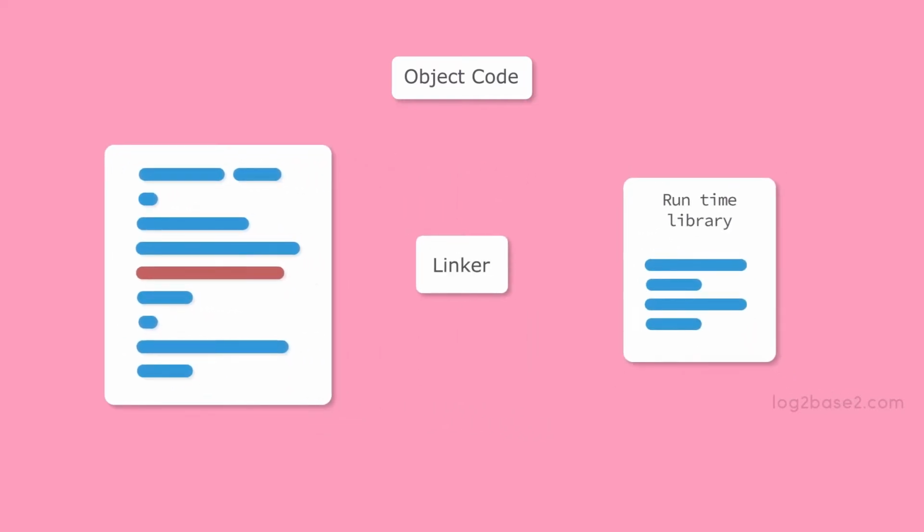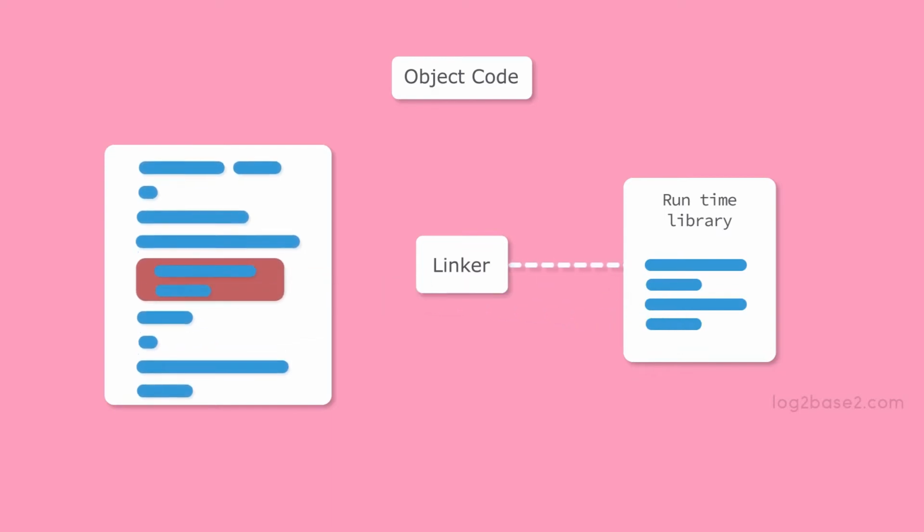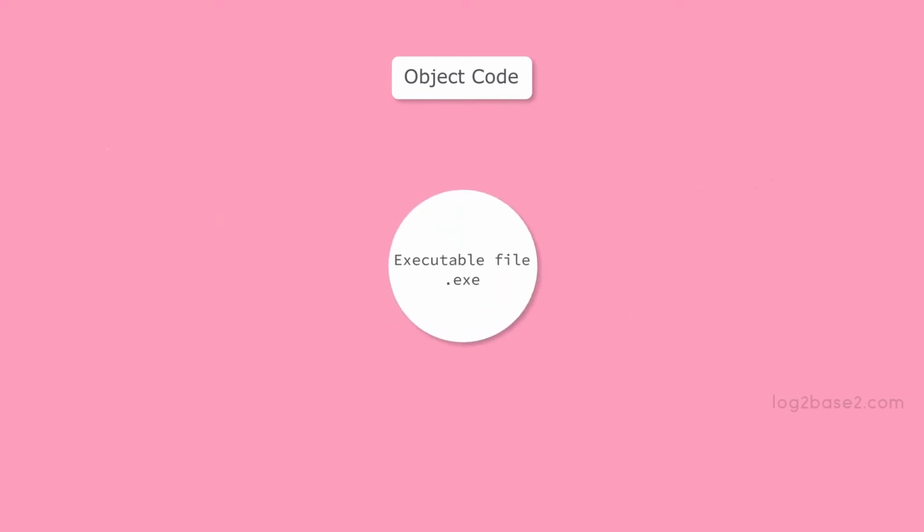So the linker is a utility program which resolves the unresolved symbols and functions and combines the multiple object files into a single executable file. So this object code is passed to the linker. It will link the actual implementation of printf function code from the runtime library and makes it an executable file.